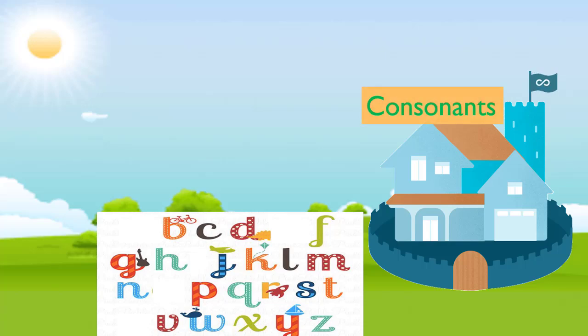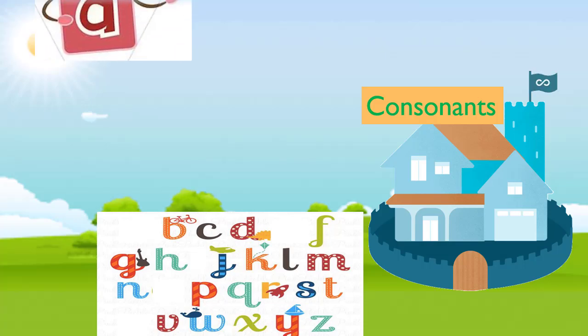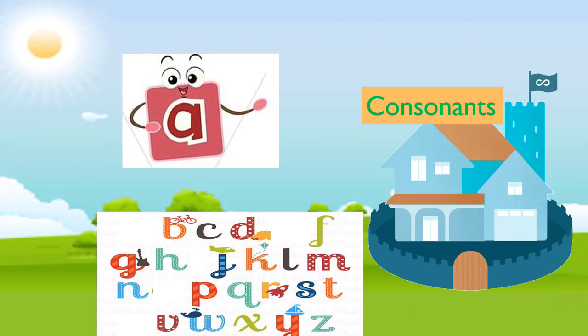So they named their house Consonants. And they also appointed a guard. What was the name of their guard? Guess? Yay! You all are right. The name of their guard was A. The house name was Consonants and the guard name was A.